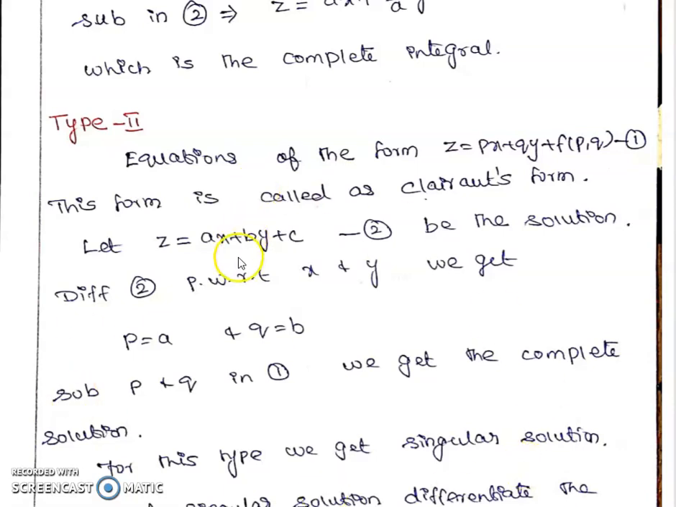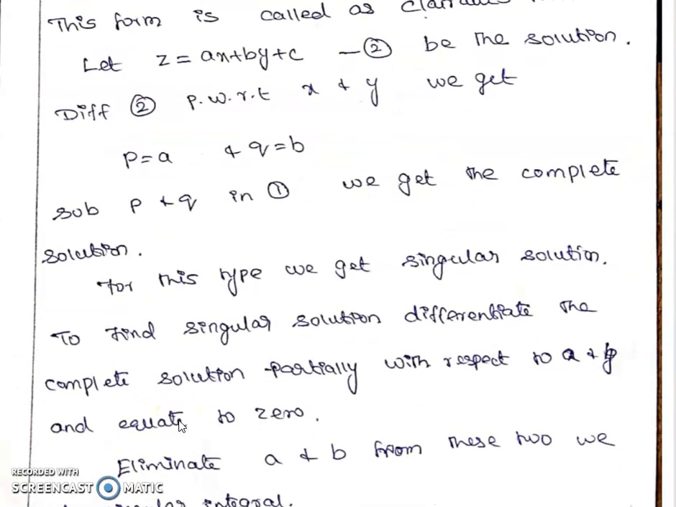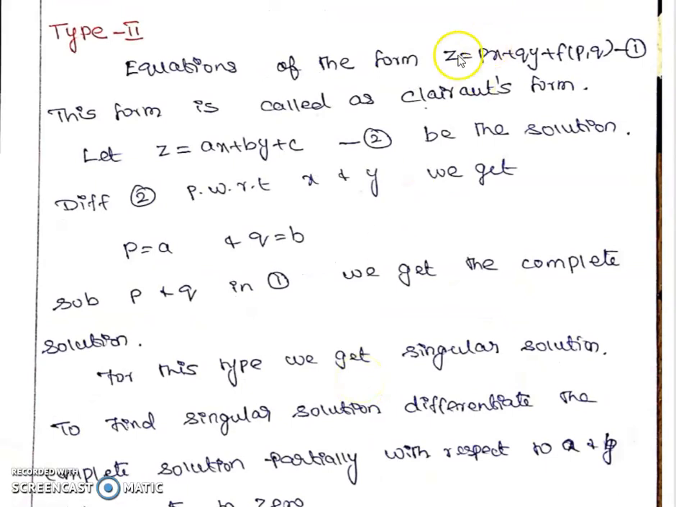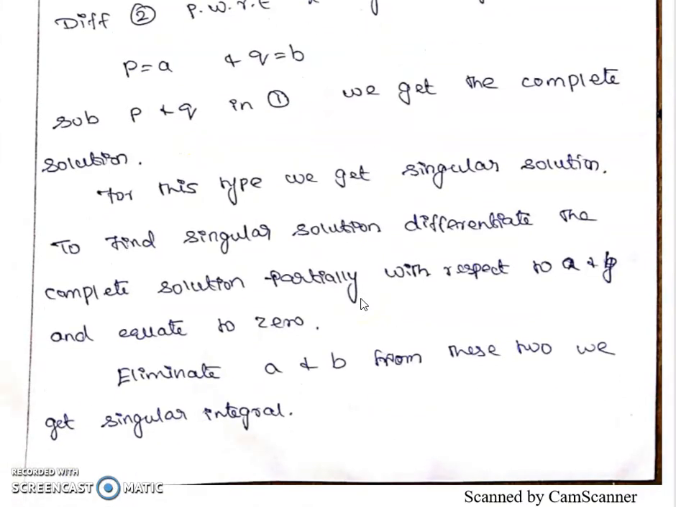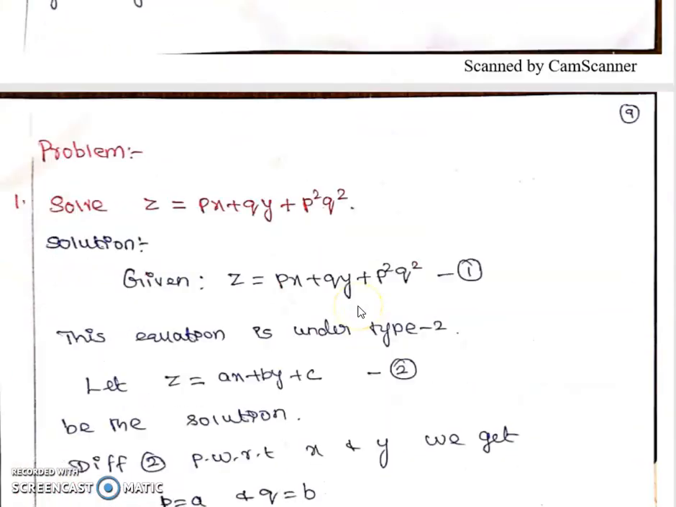Here also let us assume z is equal to ax plus by plus c be the solution. Differentiating 2 with respect to x and y, we get p is equal to a and q is equal to b. Substitute these p and q values in the given equation, we get the complete solution. From this complete solution, we differentiate the equation with respect to a and with respect to b. So we get the values for a and b. Then substitute those a and b values in the solution. That is our singular integral for the given partial differential equation.